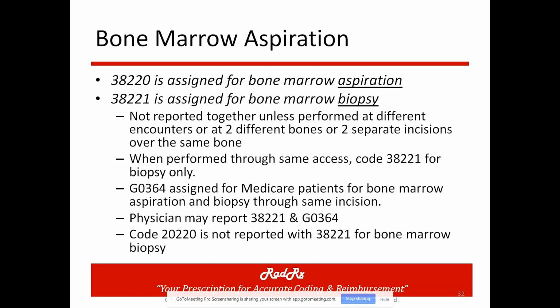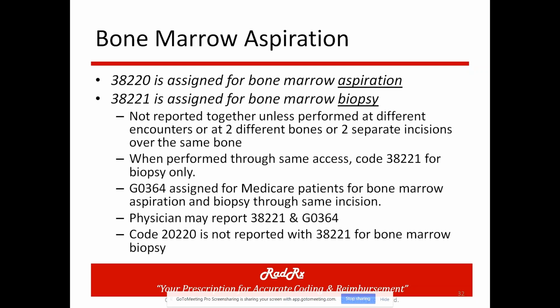And then for several years, we've had this code G0364, which was specific for Medicare patients when they had a bone marrow aspiration and biopsy through the same incision. So in those cases, you were reporting the G code in addition to, say, your bone marrow biopsy code, the 38221. And then, of course, your 20220, that bone biopsy code, would not be reported with the bone marrow biopsy.